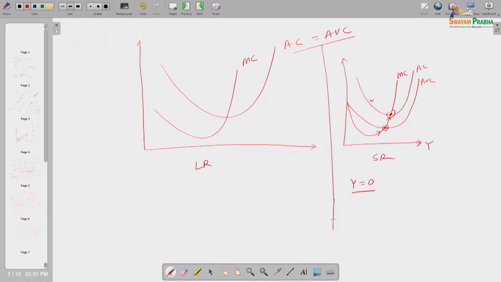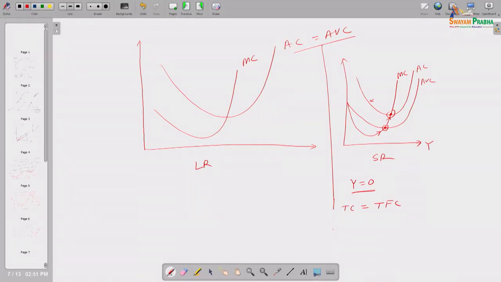So when output is 0, what is your total cost? Total cost in the short run, this is the short run case, is basically the total fixed cost, which is some finite amount, maybe the factory size, the rent. Total cost is the total fixed cost only, because there is no variable cost when y equals 0. So your average total cost, which sometimes we call average cost only, is basically total fixed cost by y. So when y equals 0, it is some finite total fixed cost divided by 0. That is why we can tell it is infinitely large, or the average cost curve will never touch the vertical axis in the short run case. But is it true for the long run case also?